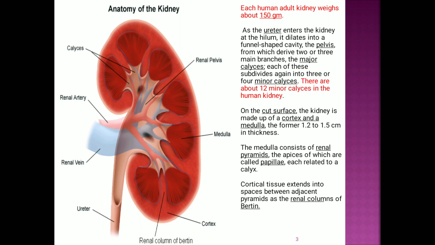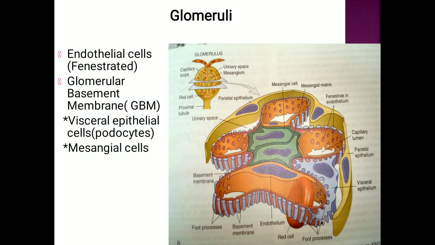Adult weight is 150 grams. Ureter enters into kidney at the hilum, dilates into funnel-shaped cavity pelvis, which divides into 2 or 3 major branches, major calyces. Each of these are divided into minor calyces. Cut surface kidney is made up of cortex and medulla. Medulla consists of renal pyramids, apices of which are called papillae. Cortical tissue extends into spaces between adjacent pyramids as the renal columns of Bertin.